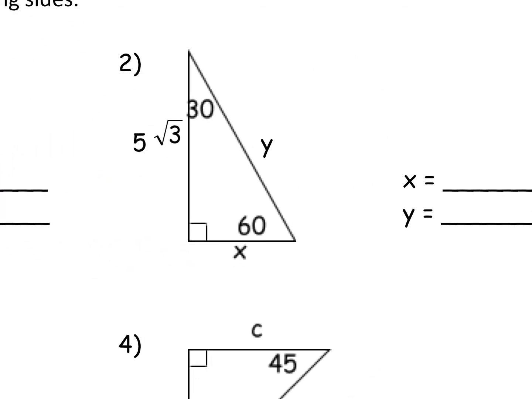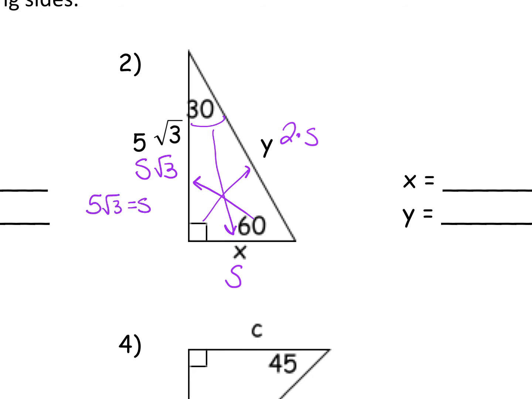Here we also have a 30-60-90 triangle. Across from my 30 is side. Across from my 60 is side root 3. And across from my 90 is 2 times side. In this case, they're telling me that 5 root 3 is the same as side root 3. Since I have a root 3 on both sides, those will go away, and my side is going to be equal to 5. So my x side here will be 5, and my y side will be 2 times 5, which is 10.